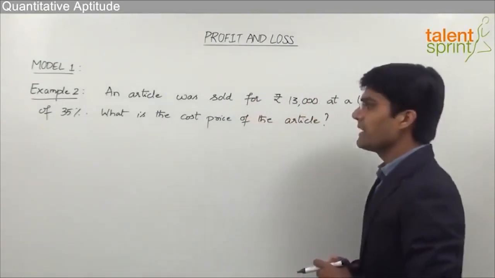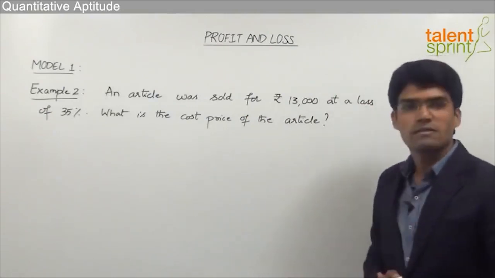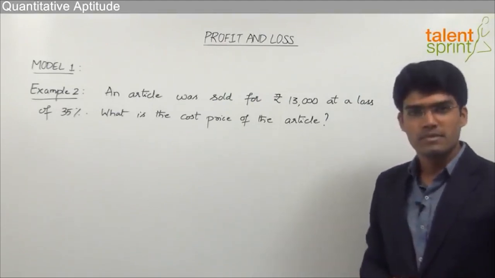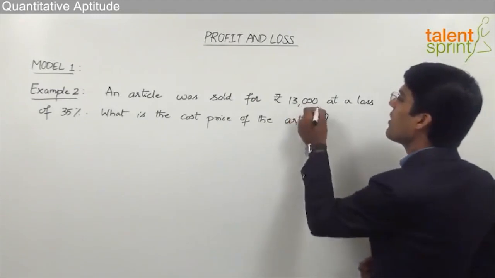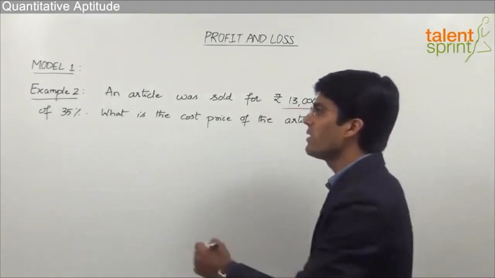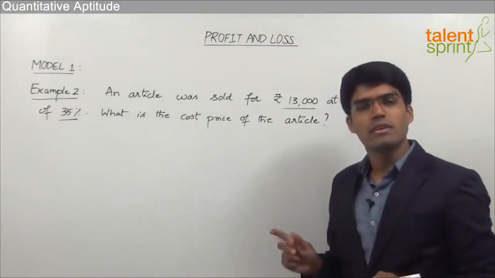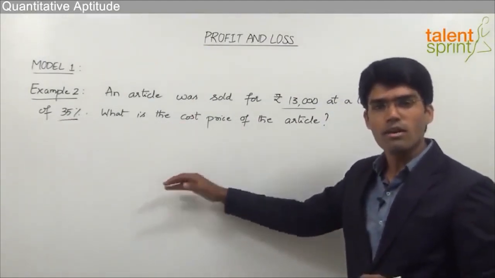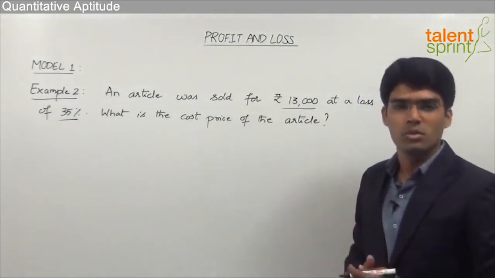Let us now take the second example based on the model 1 that we have just covered. The question here is, an article was sold for rupees 13,000 at a loss of 35%. What is the cost price of the article? So we need to find out the cost price of the article where it was sold for rupees 13,000 at a loss of 35%. Now again, the question here can be solved in two ways. Either we can use the formula that we have discussed earlier, or we can go by the concept of percentages. Let us try to solve this one in both the ways.